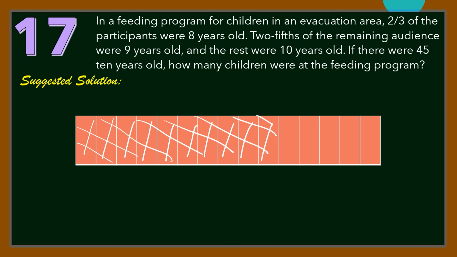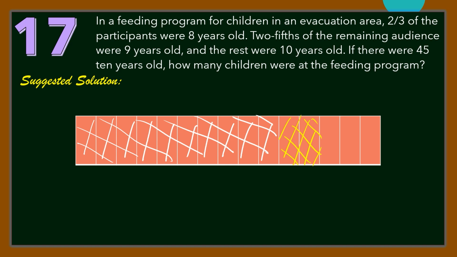Two-fifths of the remaining audience were 9 years old. So we'll have 5 remaining parts of the block, and two-fifths of this are 9 years old children. Then let us shade two-fifths of this. This will represent those 9 years old children. The rest were 10 years old. If there were 45 10 years old, how many children were at the feeding program?